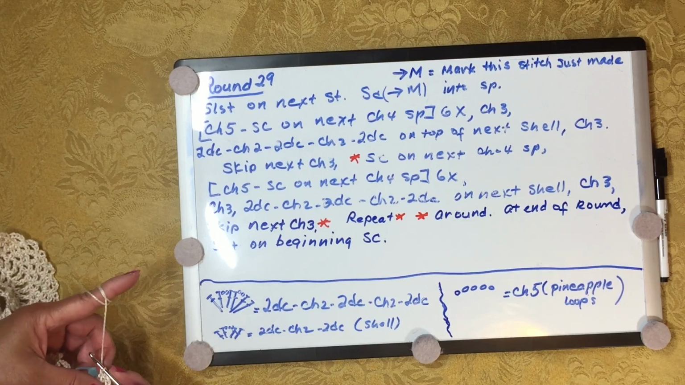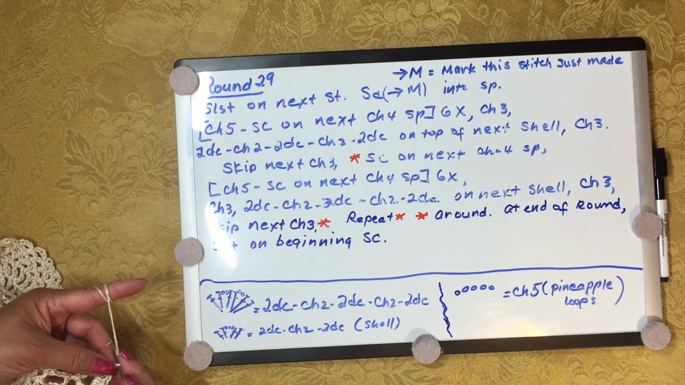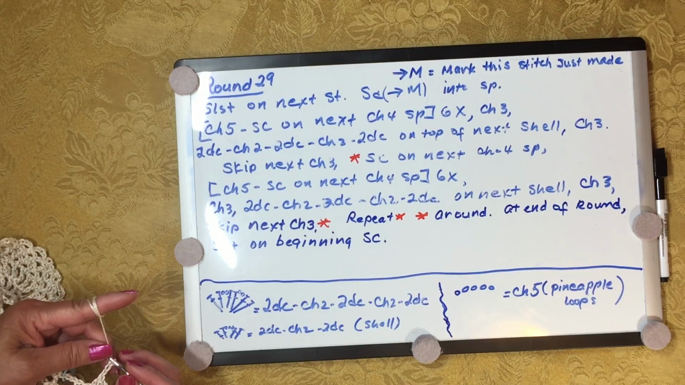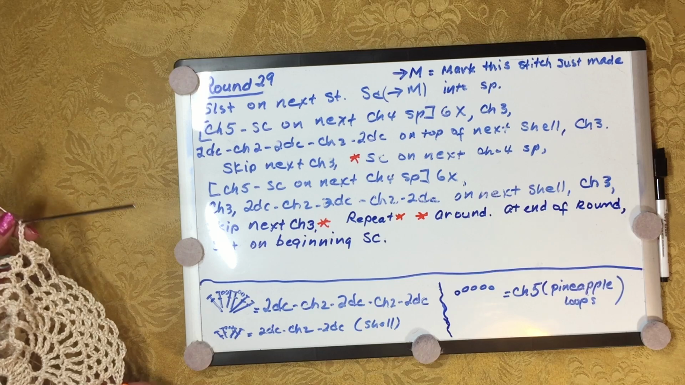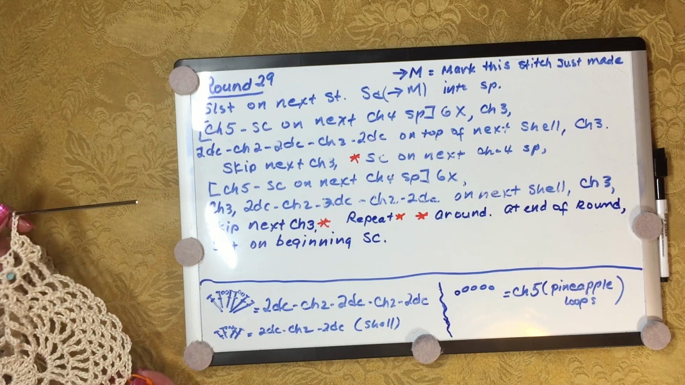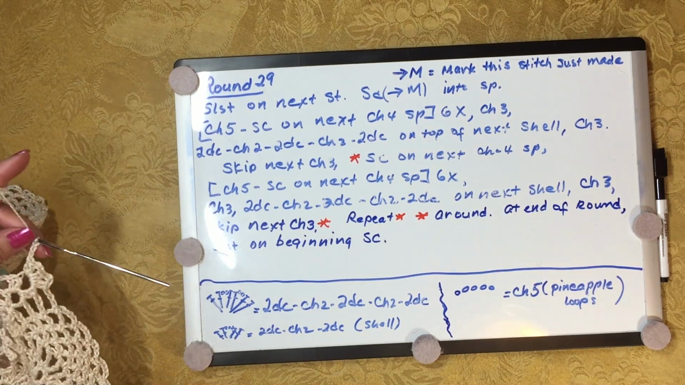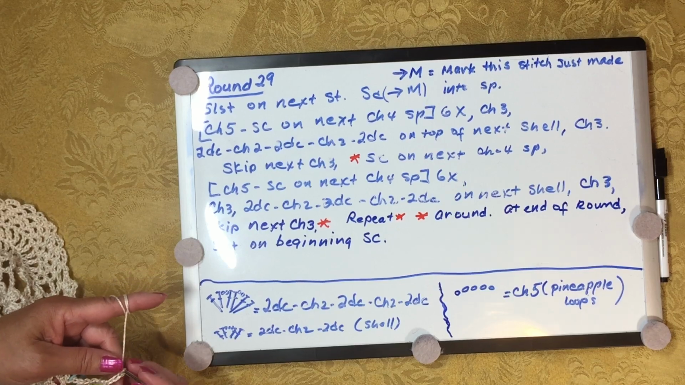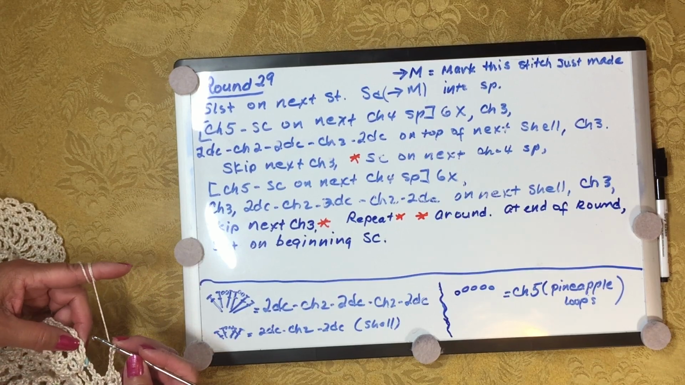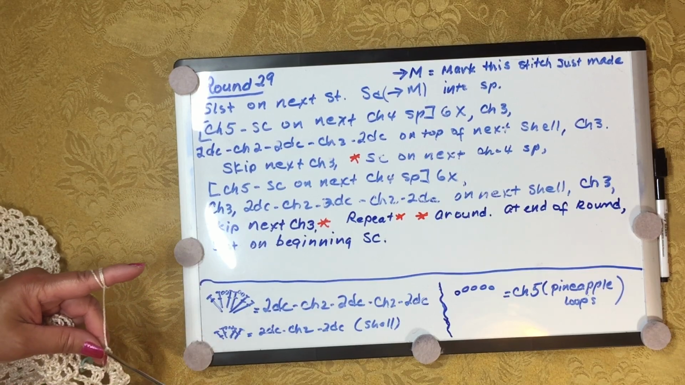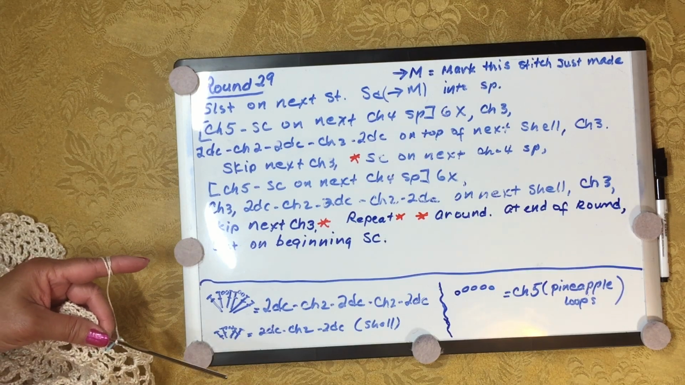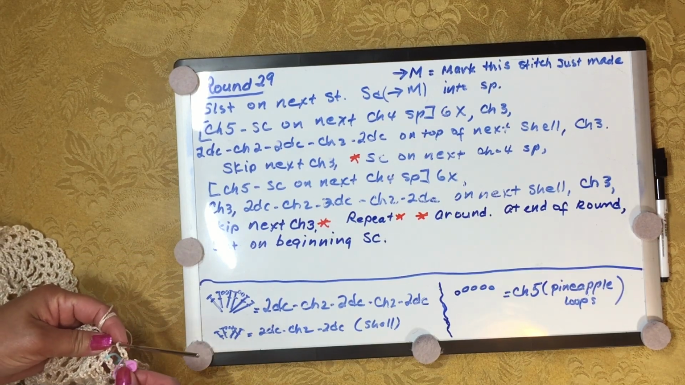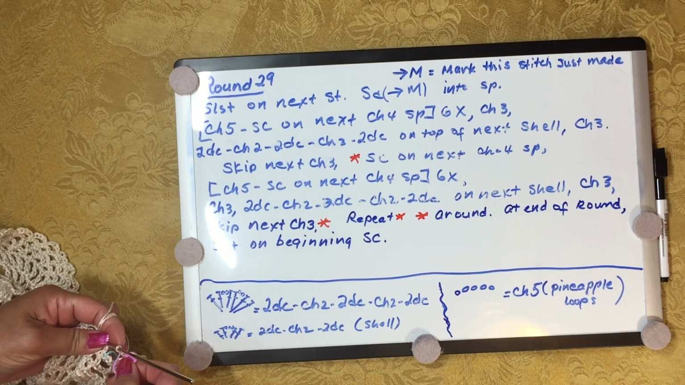Then chain 3, 1, 2, 3, and we repeat what we did at the beginning, which is a single crochet on the next pineapple loop. So this is the end of the repeating stitch. We mark the repeating stitch.